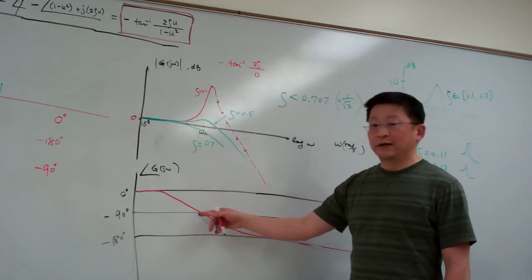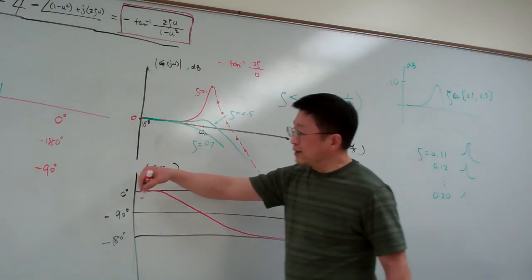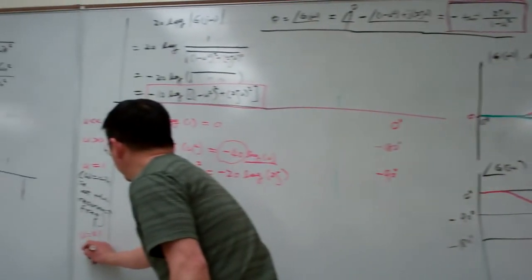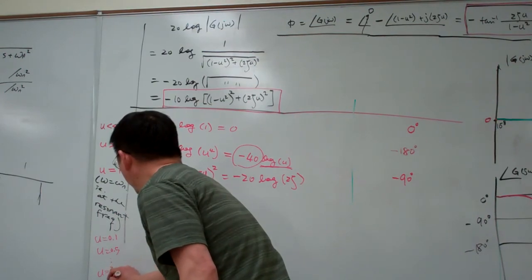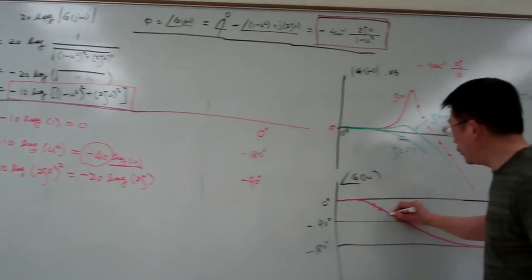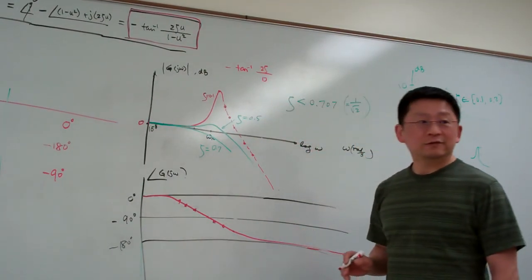Schematically, this is a correct drawing. And again, if you would like to be precise, you can add more points, say u equal to 0.1, u equal to 0.5, and then u equal to 2 and 3, etc. That means you can have more points in between to help you trace a better curve.